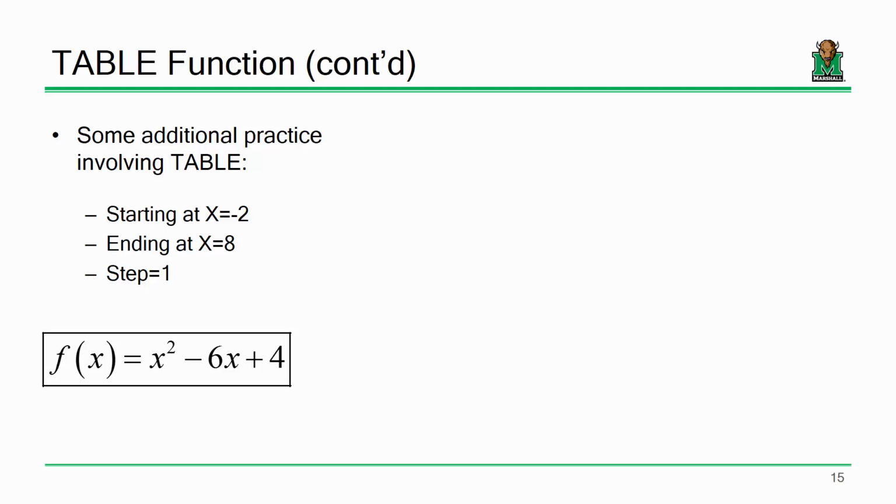All right, so try this one. Here's the equation that we're going to have to type in, x squared minus 6x plus 4. And we want to have at the low end of the spectrum, x equals -2. At the high end, x equals 8. And then steps of 1.